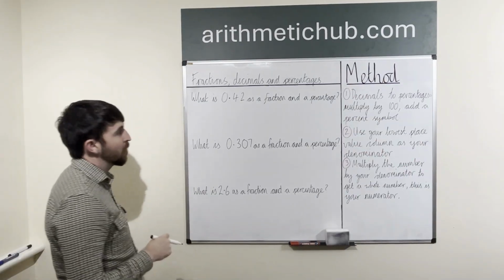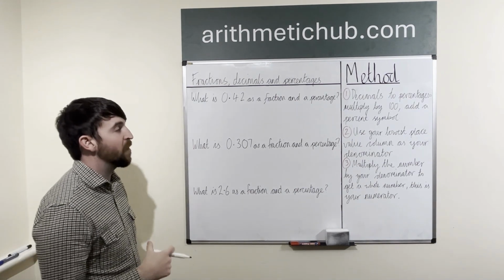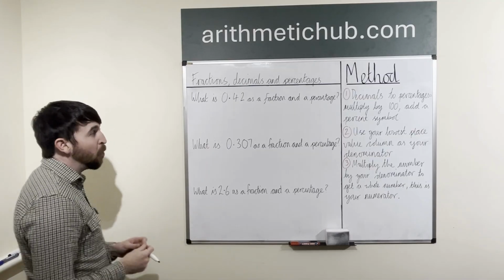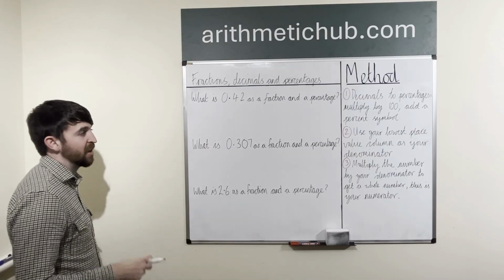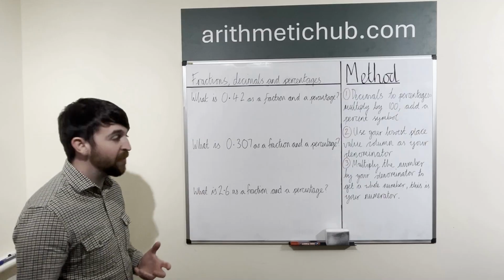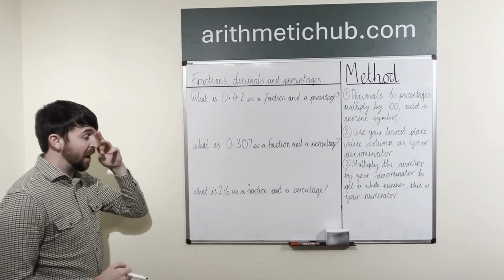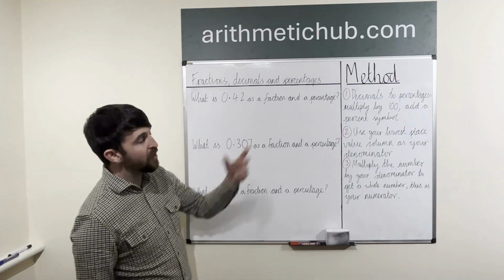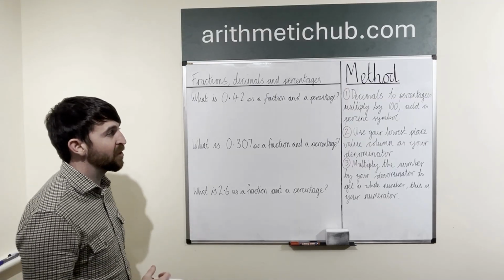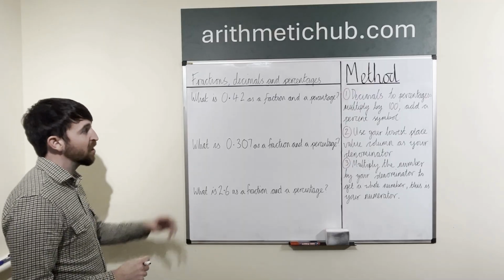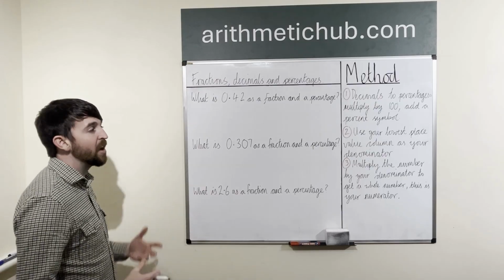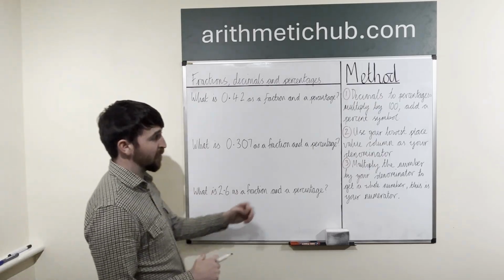Now let's have a look at converting decimals to percentages and fractions. So now we're having a look at how to convert a decimal into a fraction and a percentage, okay? So here we've got questions that look like, what is 0.42 as a fraction and a percentage, 0.307 and then 2.6. And we're converting now between a decimal and a fraction and a percentage, okay? So the method's changed slightly. Again, the same method applies for decimals to percentages. So all you're going to do is multiply your decimal by 100 and add a percent symbol. So that'd be the first point that we would do in these types of questions.